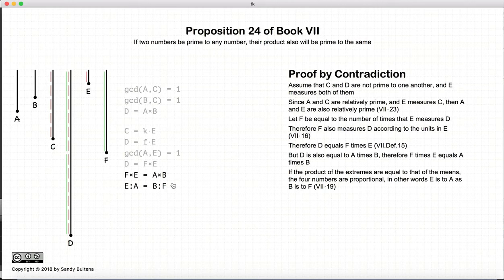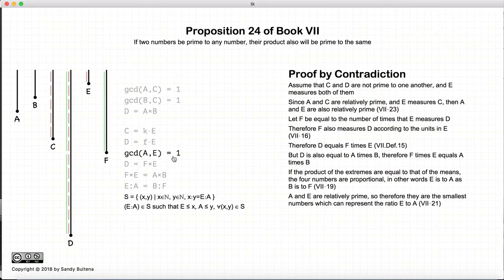According to Proposition 19 of this book, if you have two numbers that are multiplied equals to another two numbers that are multiplied, then the ratio of the inner ones, E to A, will be equal to the ratio of B to F. So E is to A as B is to F. That's Proposition 19 of this book. So we have the ratio that E to A is equal to B to F.